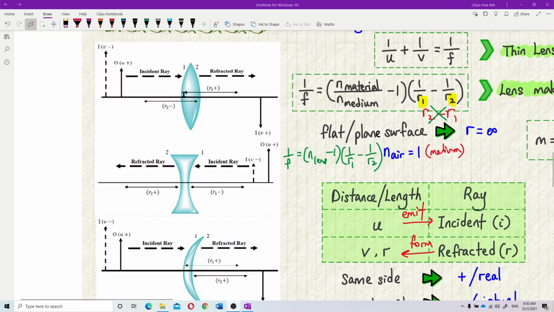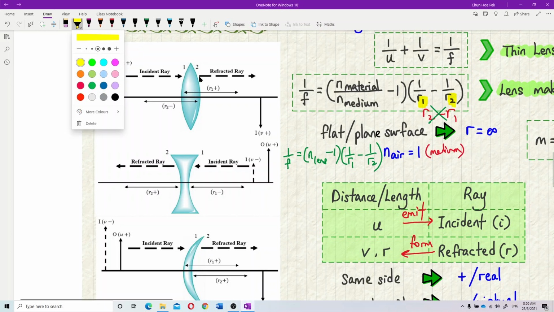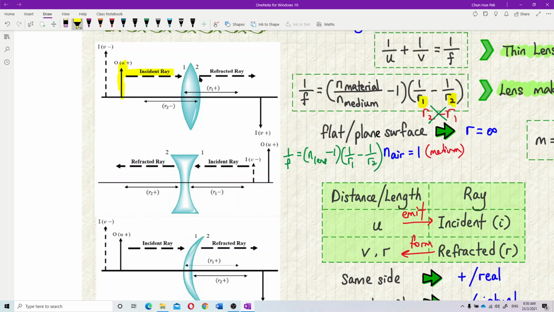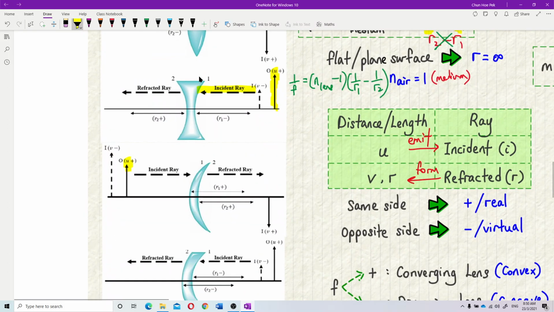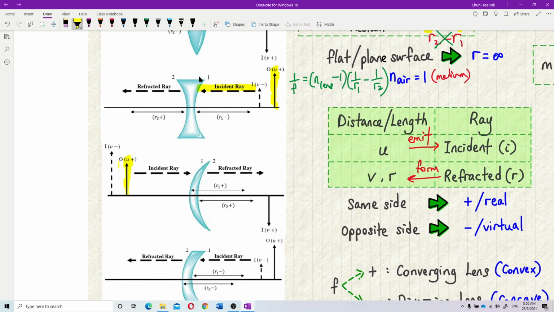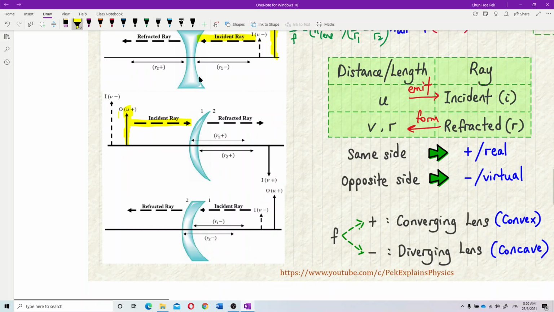example. This is a convex lens. First of all, I like to draw the incident ray and refracted ray first. Always draw the refracted ray. The object is at the left hand side, so the incident ray comes out from the left. For this one, the object is at the right hand side, so the incident ray is over here. The following one also has the object at the left side, with the incident ray at the left side.